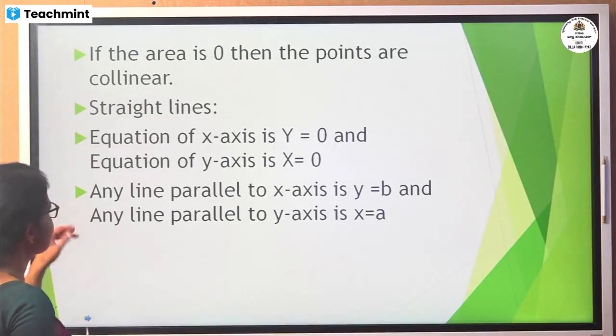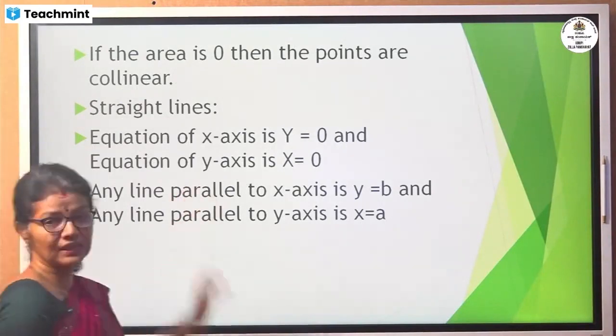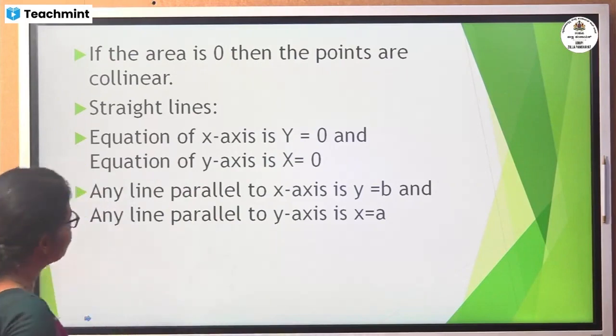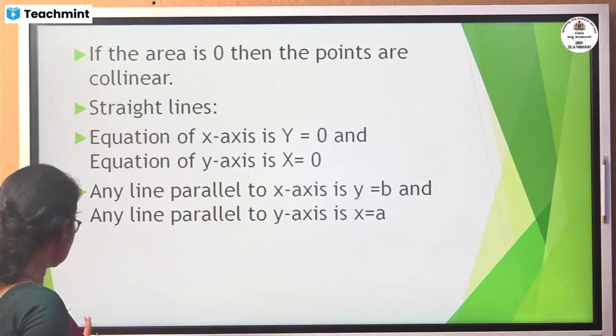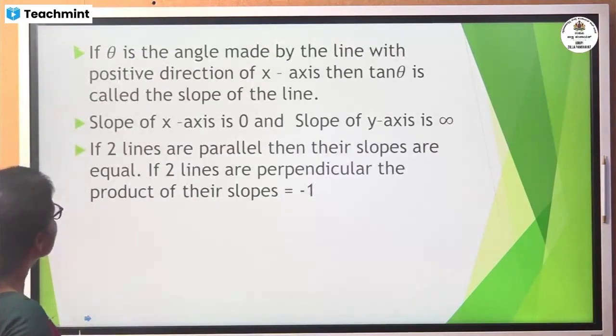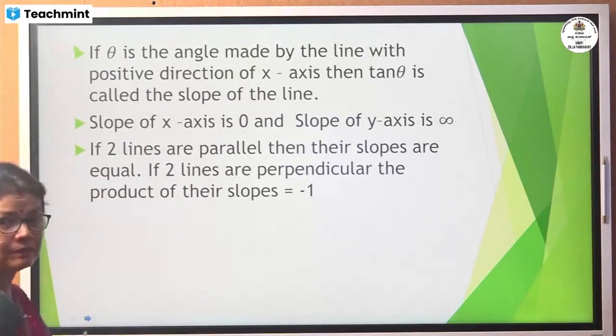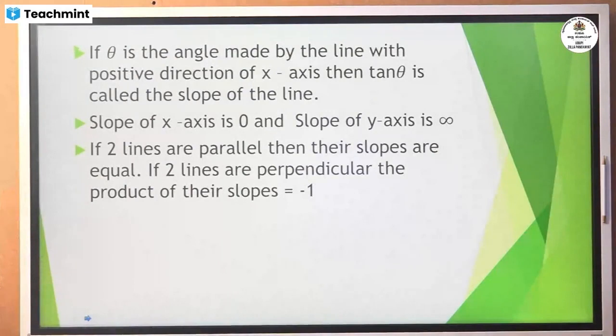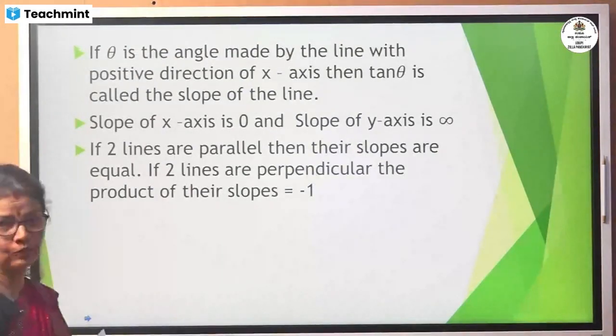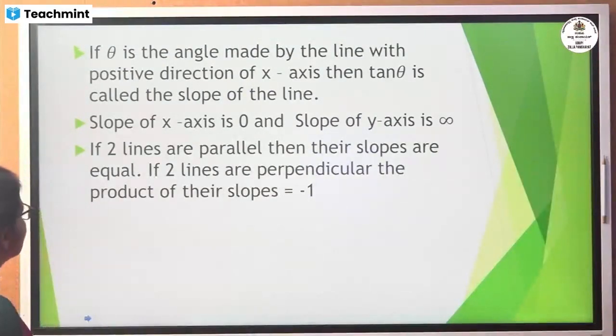If you consider straight line concept, equation of x-axis, that is y equal to 0. Equation of y-axis, that is x equal to 0. Next, if theta is the angle made by the line with the positive direction of x-axis, then tan theta is considered to be the slope of the line. And slope of x-axis is 0 and slope of y-axis is considered to be infinity.